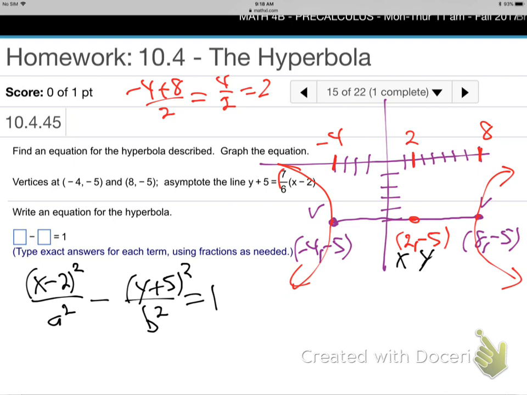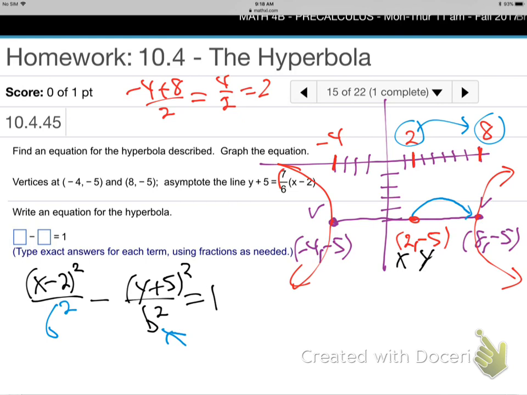So remember, whatever's underneath X is right, left, from the center. So how far from the center to the edge? How far from 2 to 8? Well, 6. And that's right, left, so that's underneath X. 6 squared. We good? Everybody good?